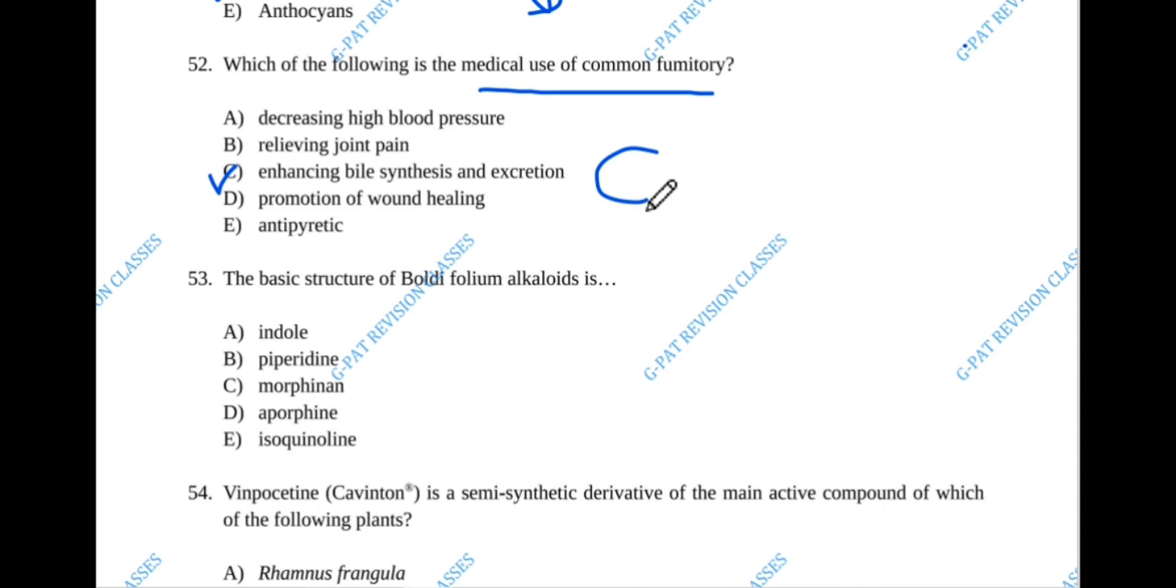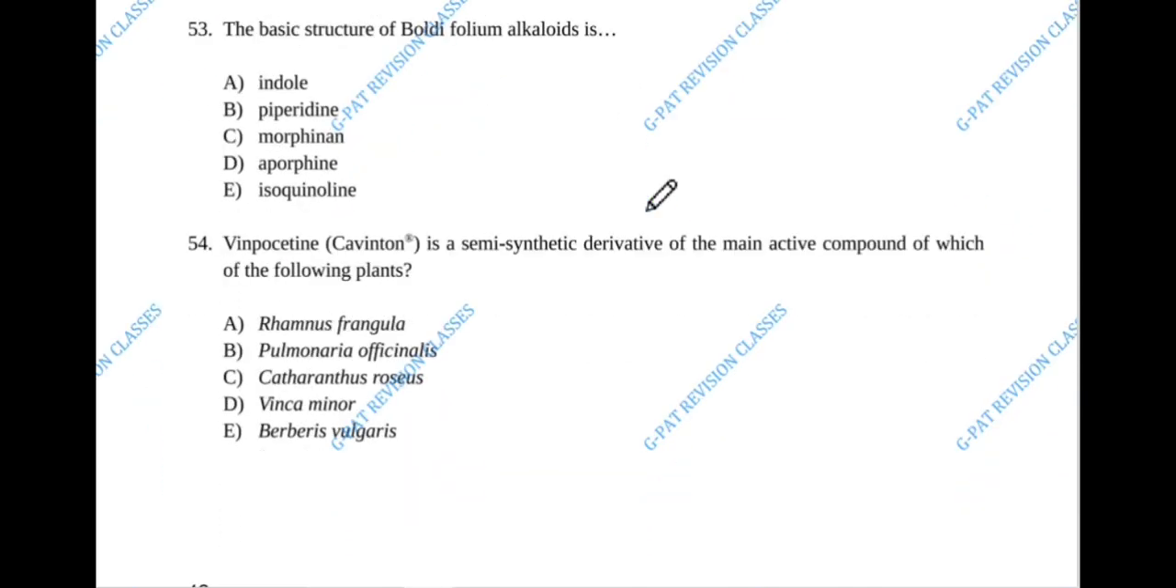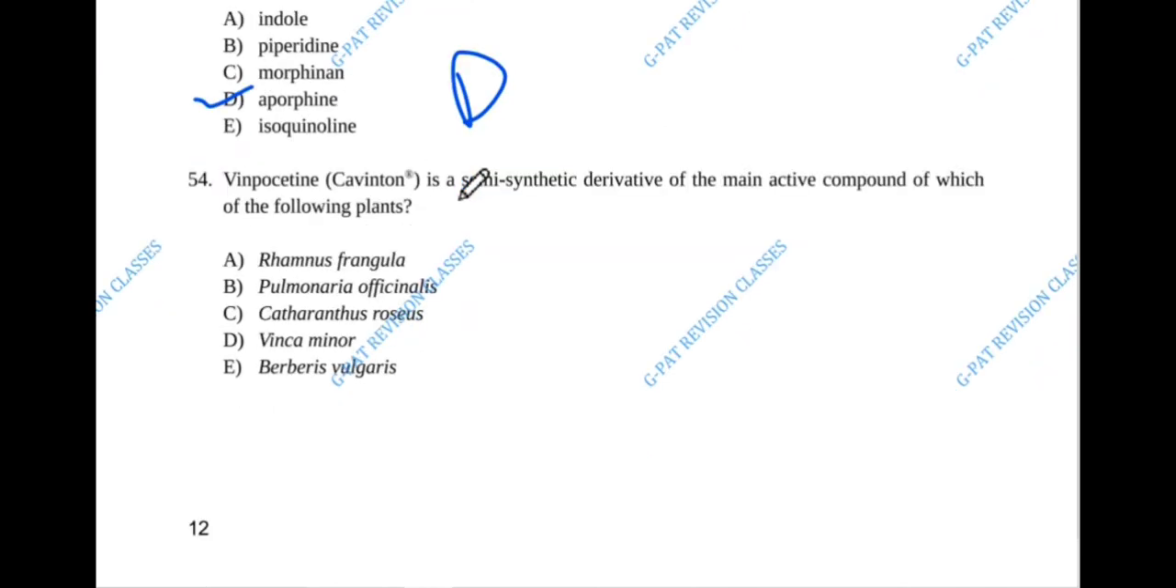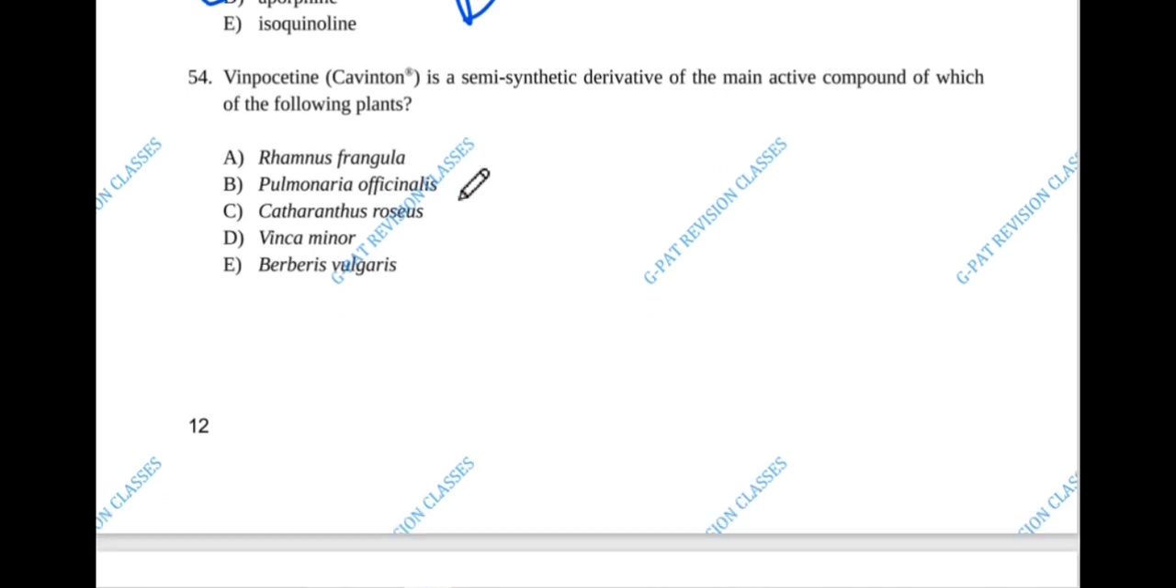Answer is C. Next is 53 question number. The basic structure of boldyfolium alkaloid is, the answer is D. Aporphin. Next is 54 question number. Vinpocetin, इसको बोल सकते हैं Cavinton, is a semi-synthetic derivative of the main active compound of which of the following plants? The answer is D. Vinca minor.